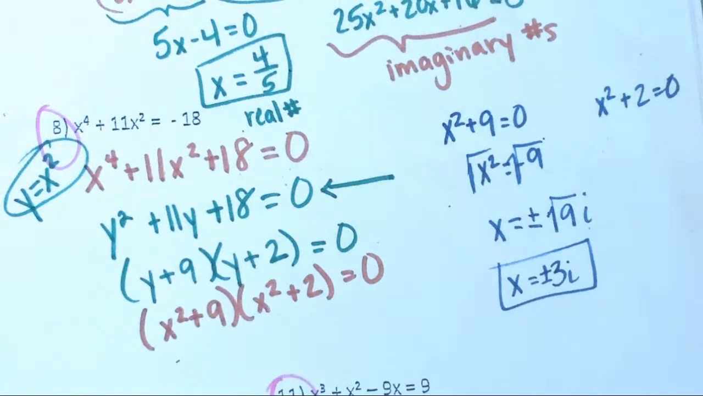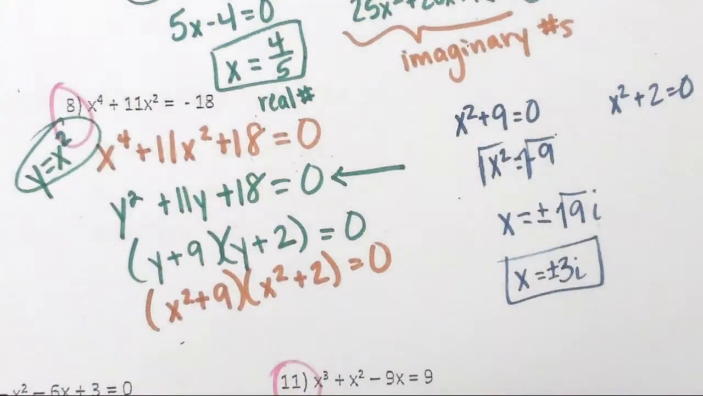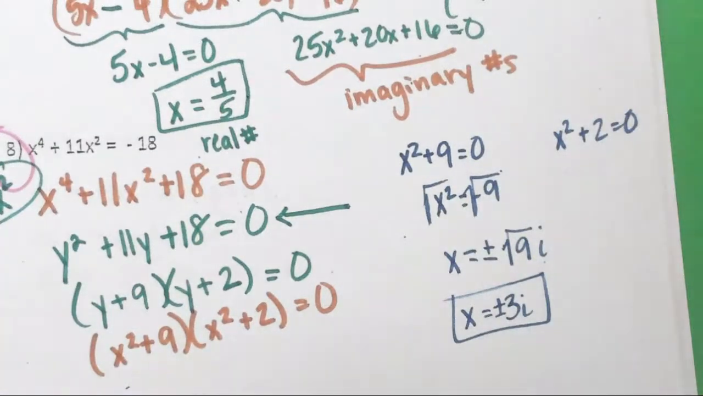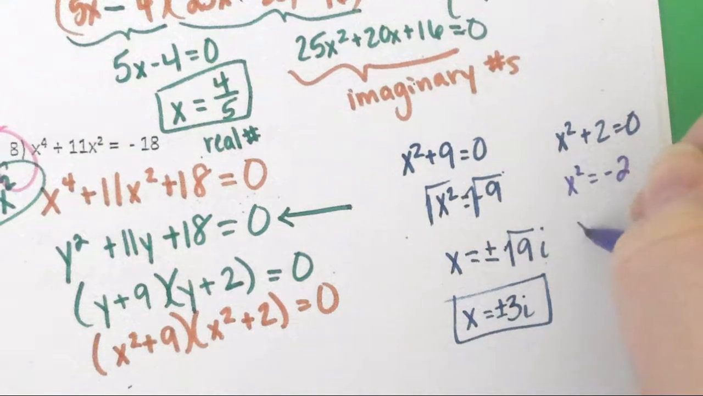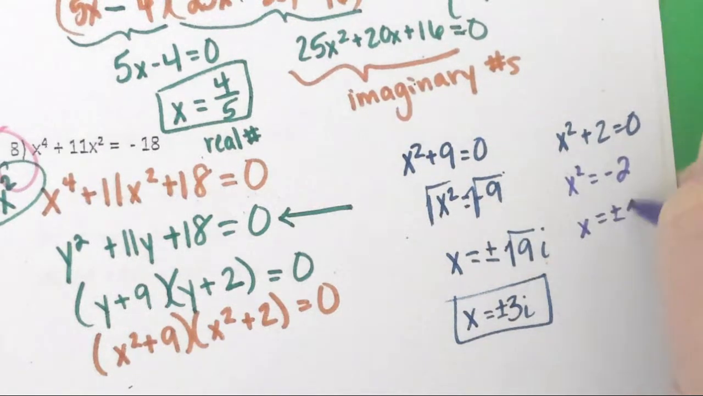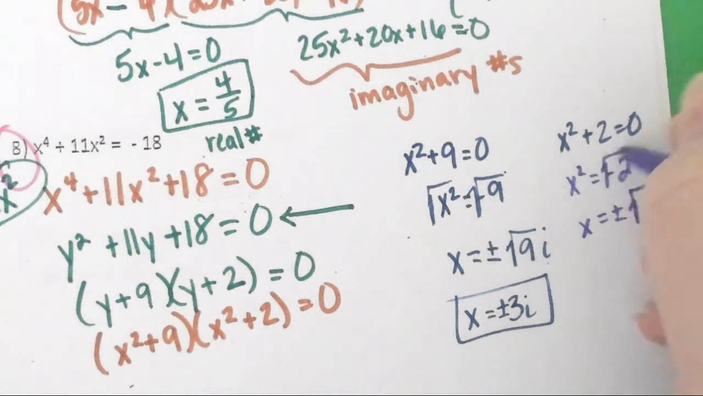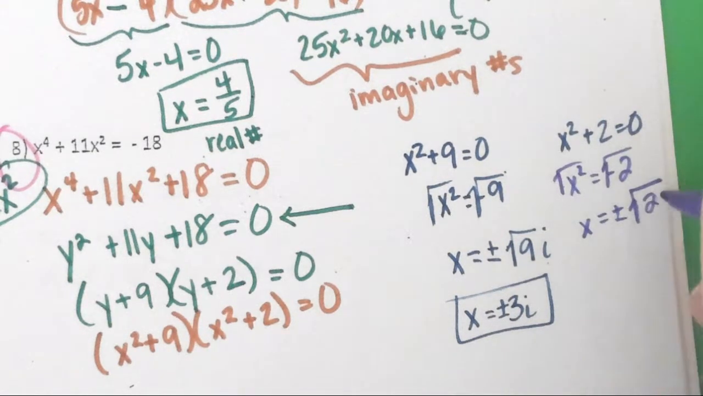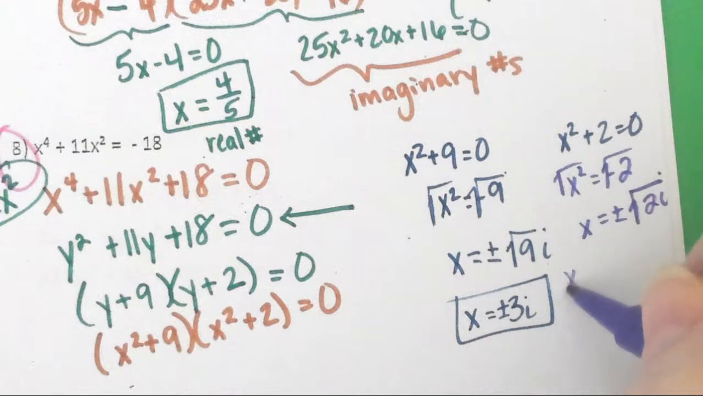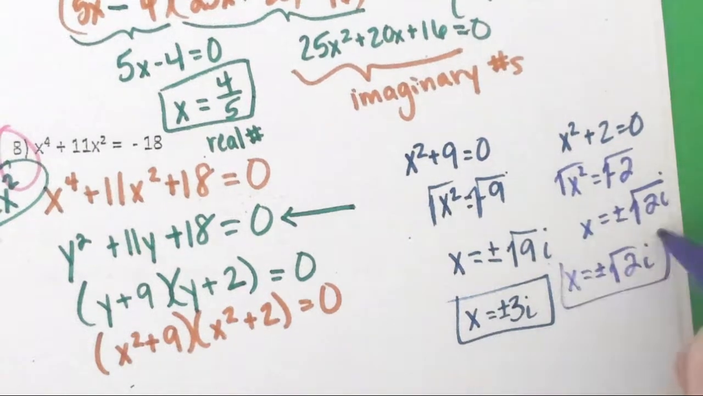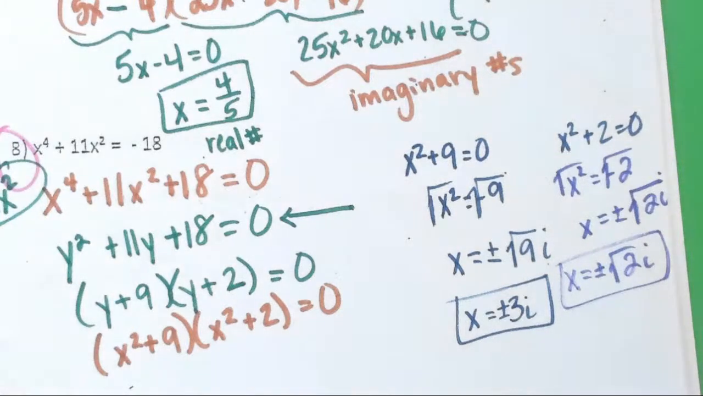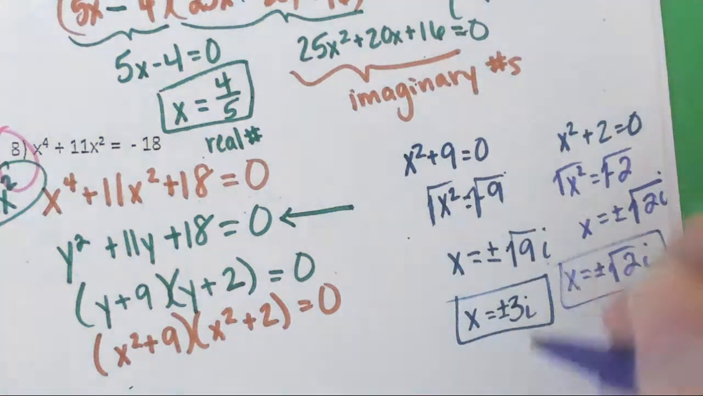The other problem, sadly, does not end up being that pretty, because unlike 9, 2 is not a perfect square. So x squared equals -2. I get x equals plus or minus the square root of 2, with an i, and I need to put my i outside the house. Let me write that one again. The i is not in the house. So sad day, we have 4 imaginary solutions.